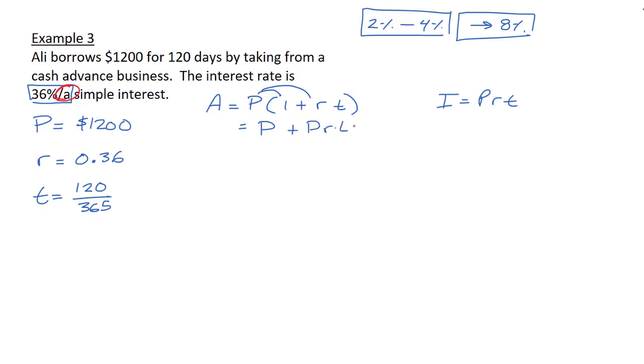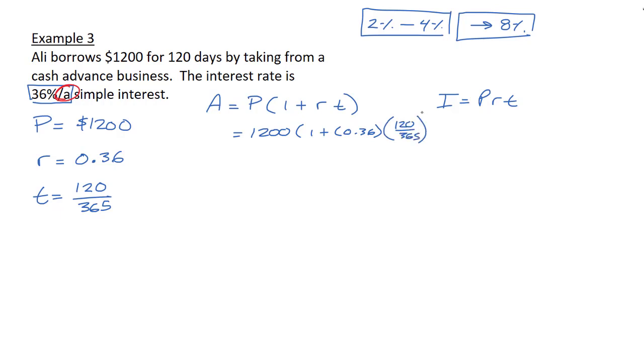So really, all you're doing with this formula here is you're calculating the interest, right? And then you're adding the principal to it, okay? So whatever way you like to go, it really doesn't matter. You can use any of the above that I've been showing you. So I'll just look at these two here. $1,200 times 1 plus 0.36 times 120 divided by 365.